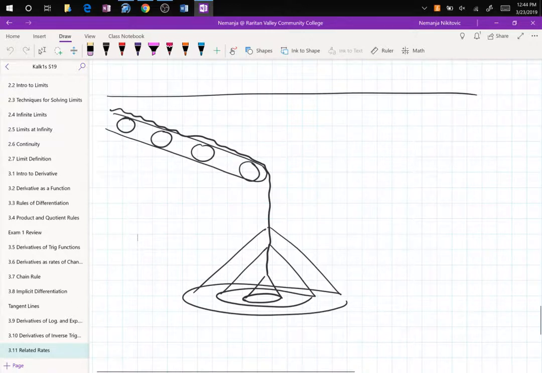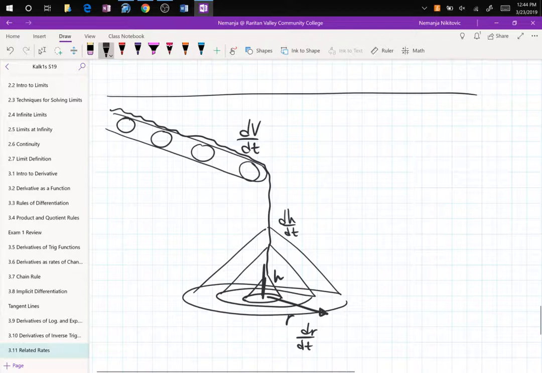So what's coming in is dV/dt. That's what's coming in. Over here on the ground, I have my radius, which leads into dr/dt, and I have my height, h, which leads into dh/dt. So as more corn or sand or whatever you have there is coming in, the radius is changing, the height is changing, and we have the change in radius and the change in height.